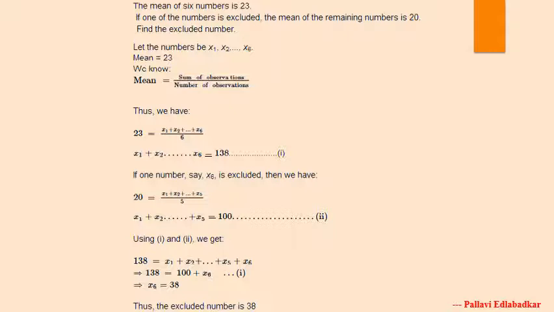Now, if you observe equations 1 and 2, you can see that out of x1 plus x2 till x6, we know the value of x1 plus x2 till x5, which is equal to 100. So 100 plus x6, whichever that reading will be, is going to be equal to 138 according to equation number 1. So let us substitute equation number 2 in equation number 1 and use it. So we get x6 is equal to 38. So the excluded number is equal to 38.